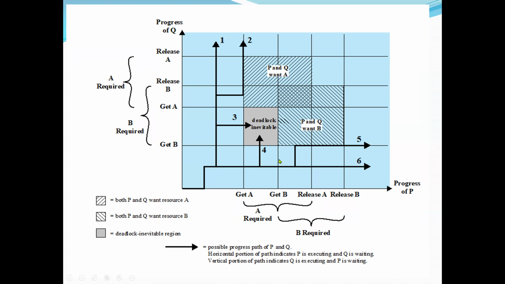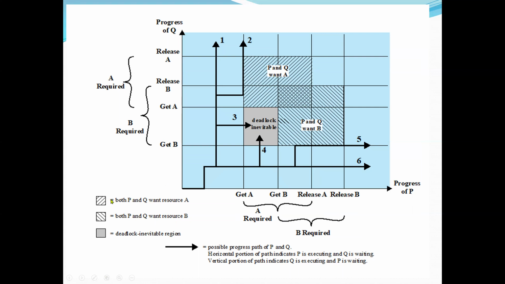Now let's look at this example here. We have something called a joint progress diagram. We can see the progress of Q going up the arrow, then we have the progress of P to the lower right side. We can see that P and Q need a resource at the same time.